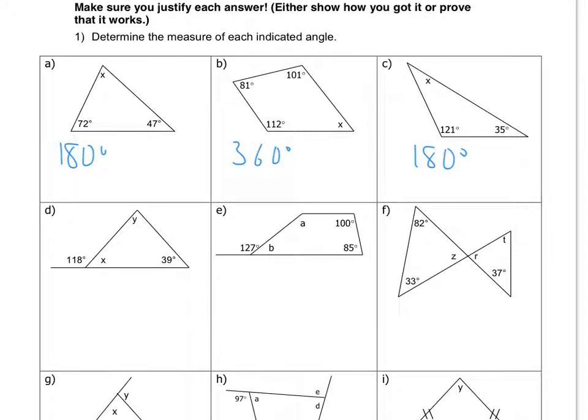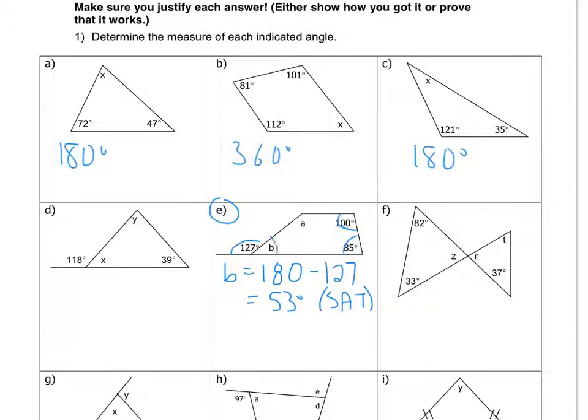I am going to do E. So in E, I have an exterior angle, and I only have two interior angles of a quadrilateral. So I have two unknowns on the interior of my quadrilateral. First one I'm going to find is B. I'm going to do that because I have the exterior angle that forms 180 degrees with angle B. So therefore, angle B is 180, take away 127, which is 53 degrees. That is because angles on a straight line add up to 180 degrees.